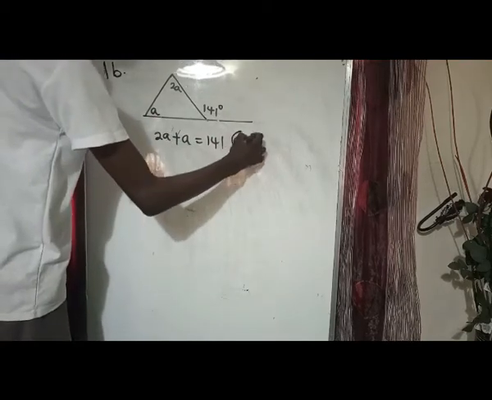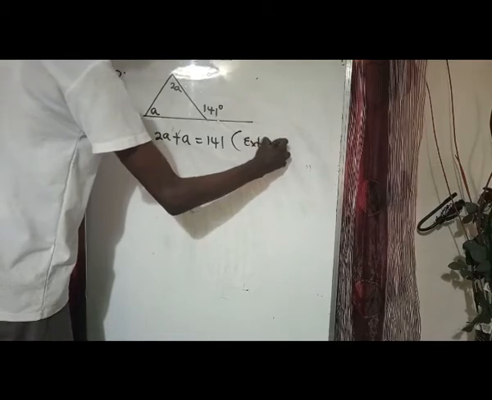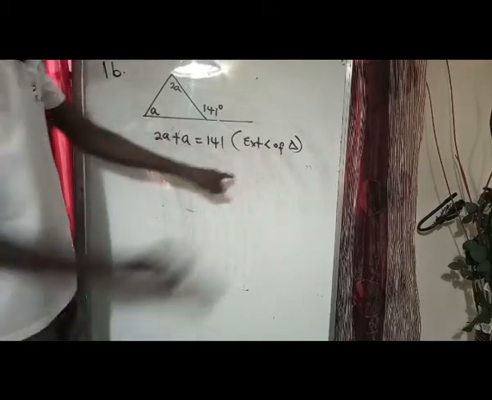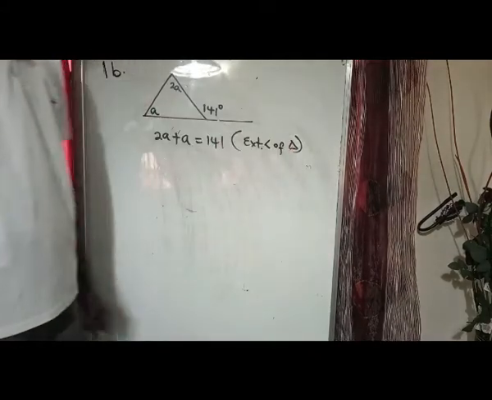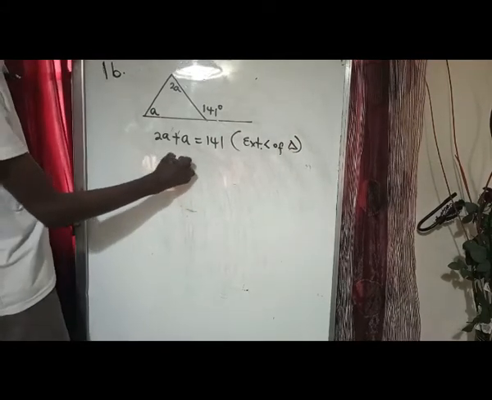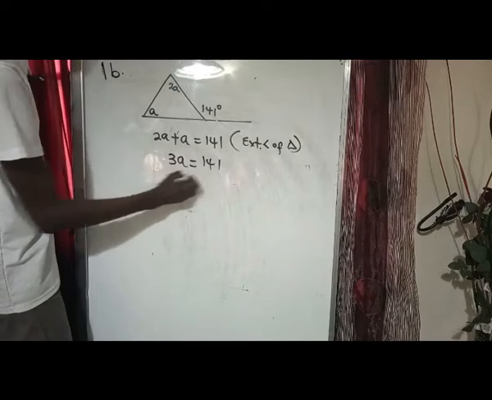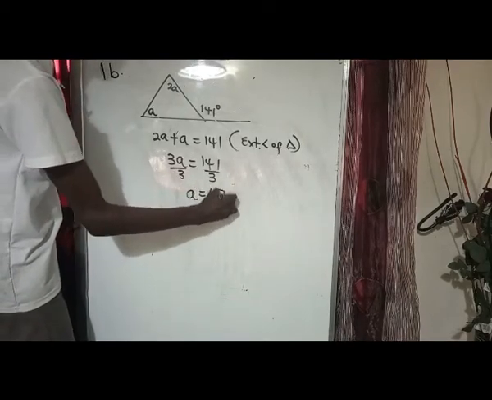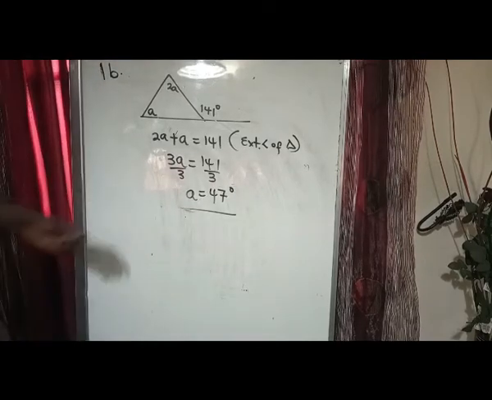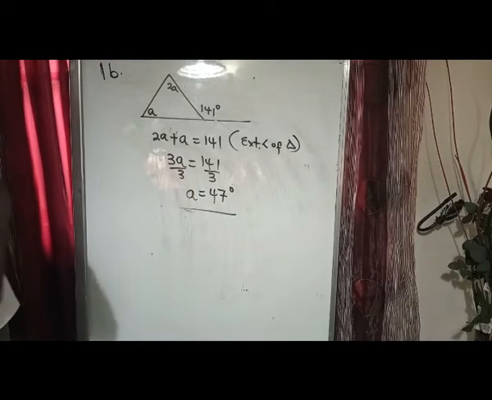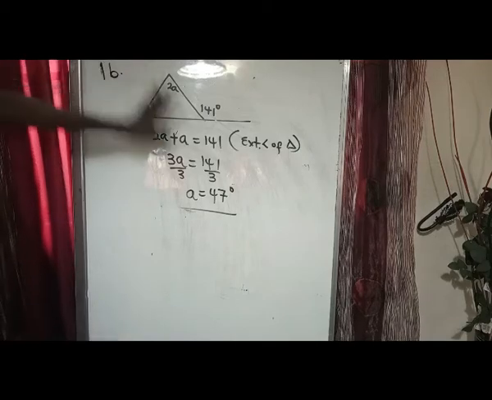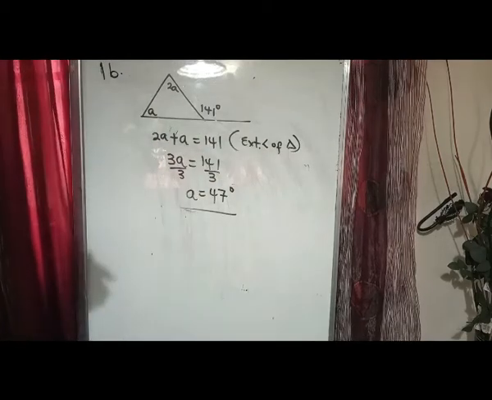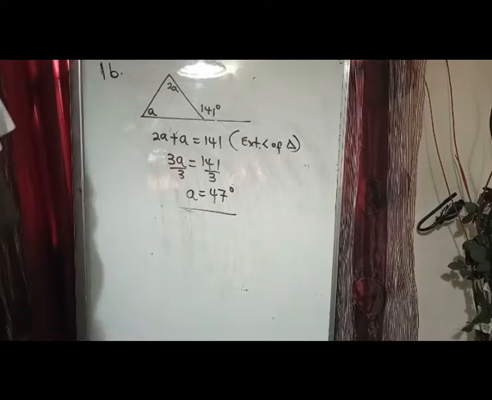So we now say this is what? Exterior angle of a triangle. Take note of my symbols. Exterior angle of a triangle. So that would mean that 3A will be equal to 141. I divide both sides by 3, and A will be equal to what? 47 degrees. Alright, so A becomes 47 degrees. So you see that your knowledge of the theorem is so important when it comes to solving problems. So that's done with 1b.